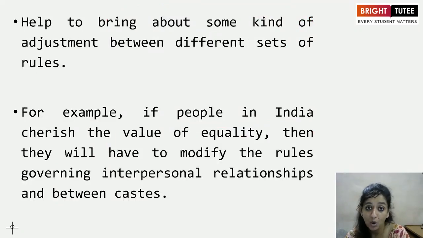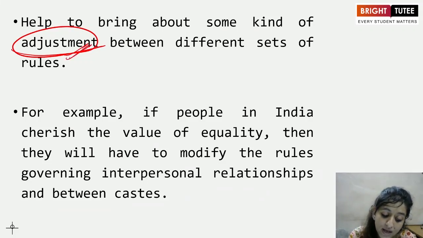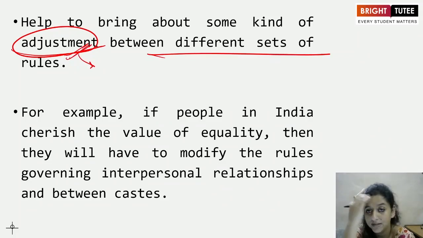Now, it also helps to bring about some kind of adjustment between different sets of rules. You have a certain set of rules related to the behavior of the child, out of which one would be about violence. But if we talk about the different sets of rules and the different adjustments that people have to make, it brings out a very well set up for adjustments between the different sets of rules that are present.